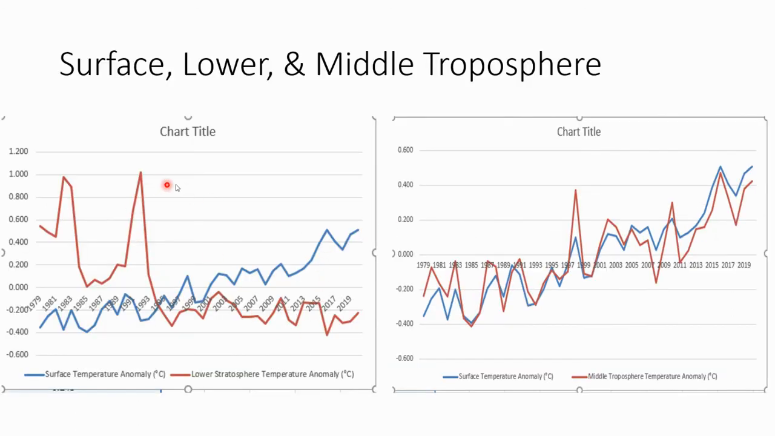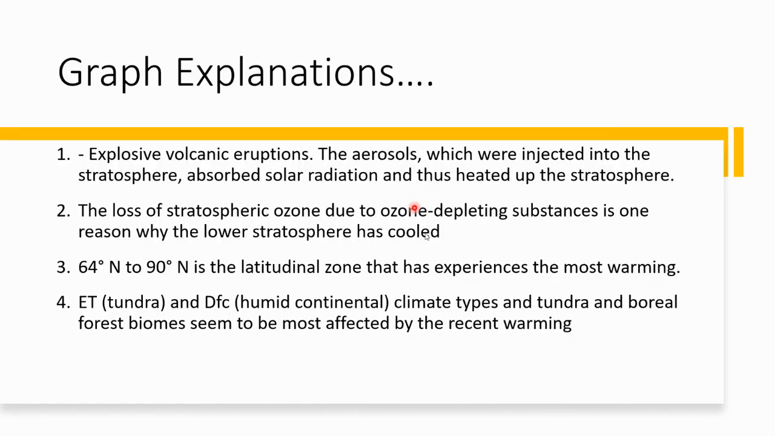Then there will be some graphs about the surface, lower and middle troposphere. One of the graphs compares the surface temperature with the lower stratosphere temperature. So this is the trend, and another graph compares the surface temperature with the middle troposphere. I am not going to go into details about them here. So there is a graph explanation.